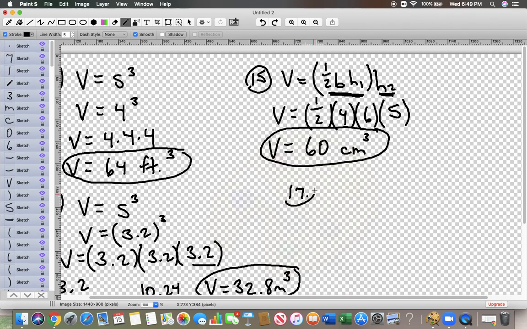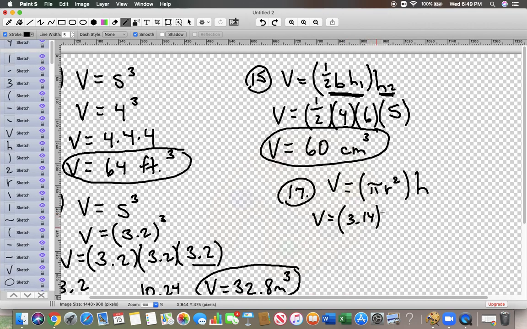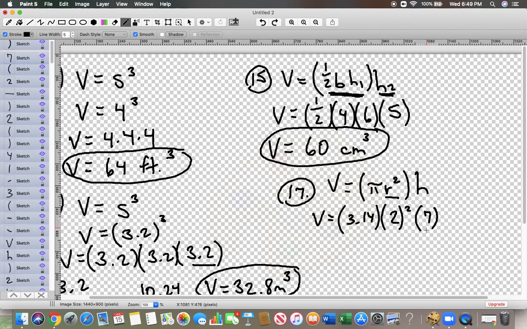Number 17. This is a cylinder. So for finding the volume of a cylinder, which of those formulas up top are we going to be using? Well, because the base is a circle, we're going to use pi r squared times the height. All right, let's plug in our values. Pi is 3.14. What is the radius for number 17? The radius is 2 centimeters, but it tells us in our formula to square the radius. And then the height of the cylinder is 7.